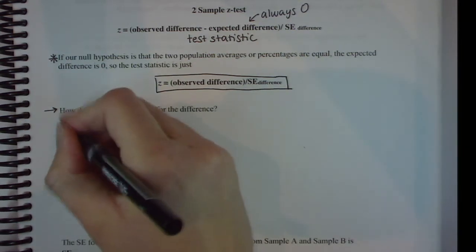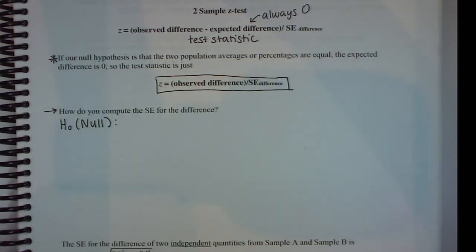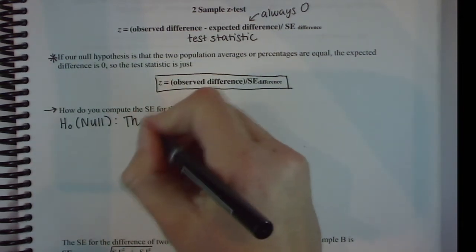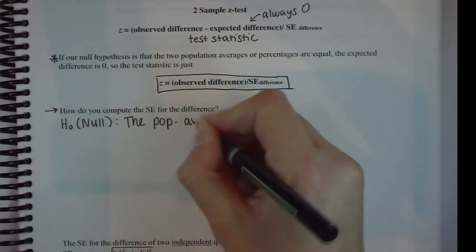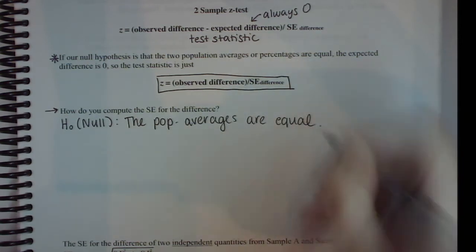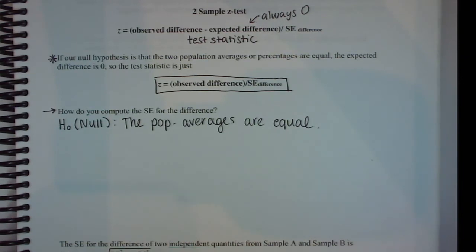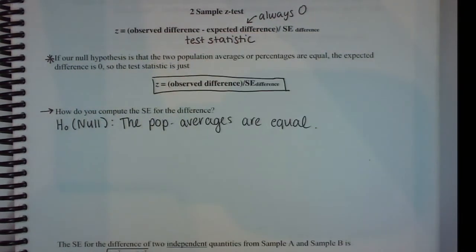So for the two sample z-test, our null hypothesis is always going to be the same. So it's always going to be that the population averages are equal, right? Because the null is the dull, boring one, the hypothesis of no effect. There's no difference. There's nothing weird going on. The two groups are the same. And that's where this comes from. The expected difference is always going to be 0. And then the alternative is going to be that they're not equal, right? Or that one group is higher than the other or lower than the other.